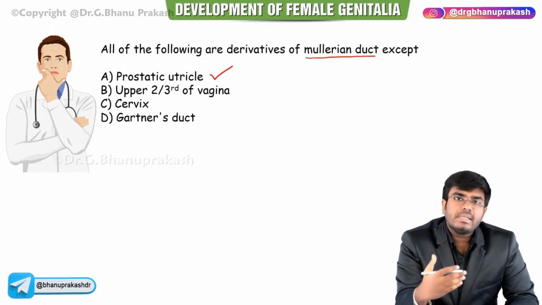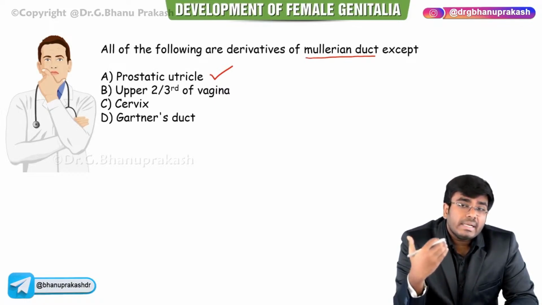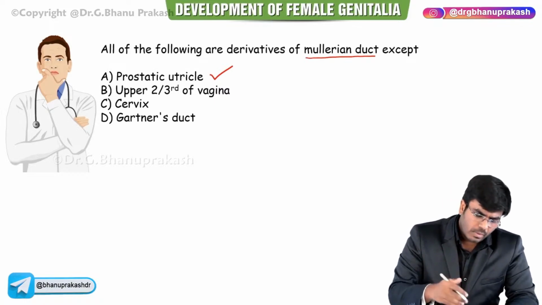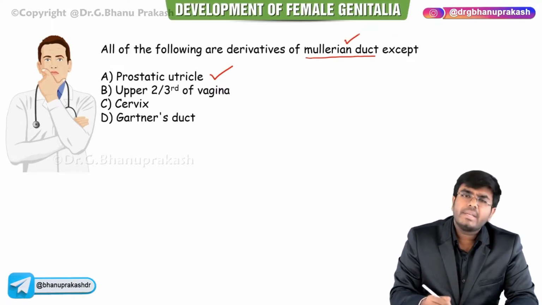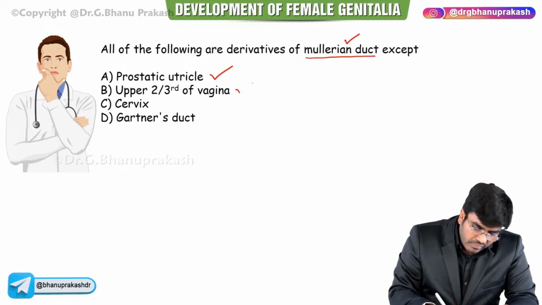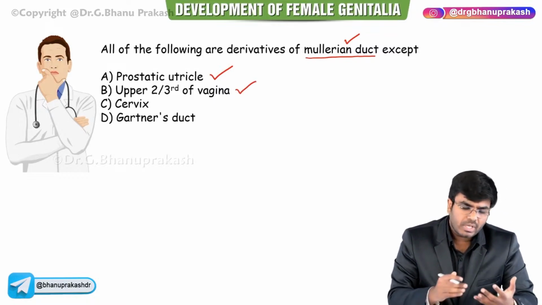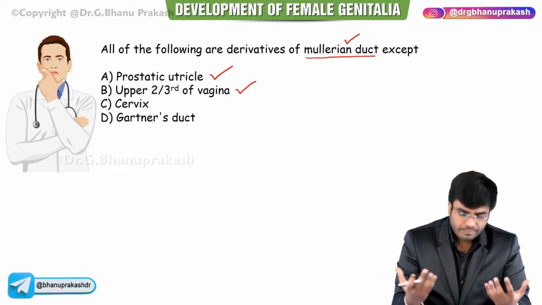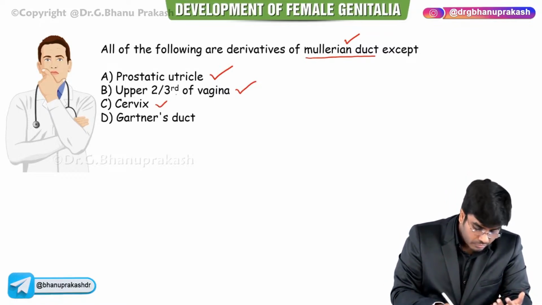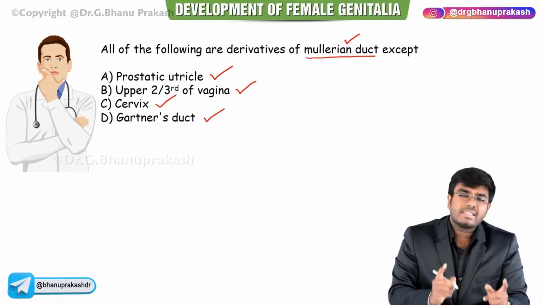Prostatic utricle is a remnant of Mullerian duct in a male. So prostatic utricle and appendix of testes, they are derivatives of Mullerian duct. True. Upper two-third of vagina is a derivative of Mullerian duct. Not only upper two-third of vagina, cervix, uterus, fallopian tubes, they are derivatives of Mullerian duct. True. Cervix, true. Gartner's duct, guys, important.